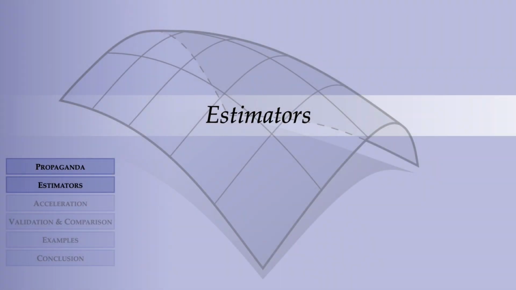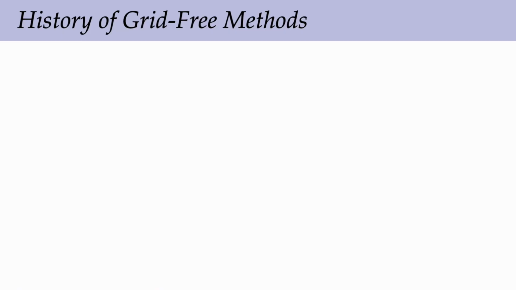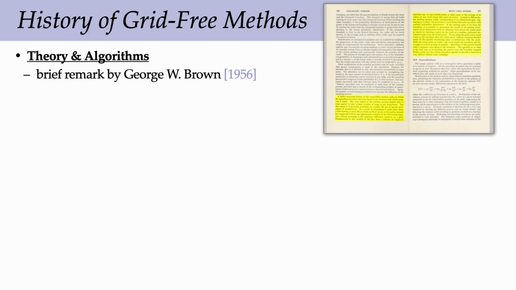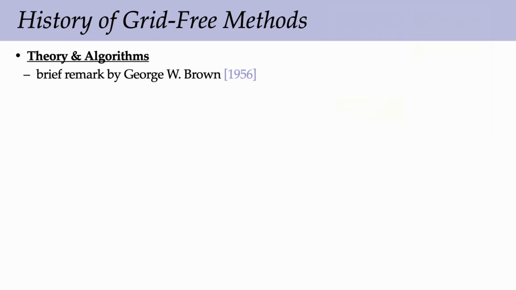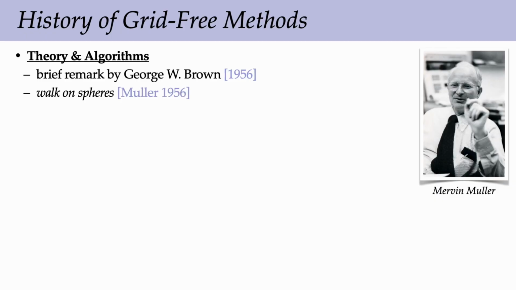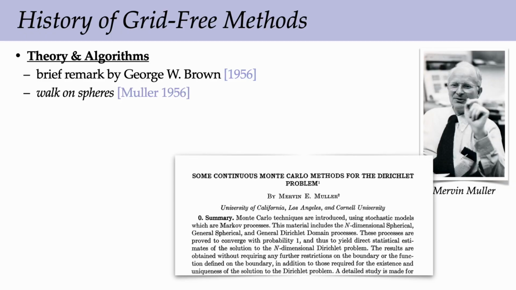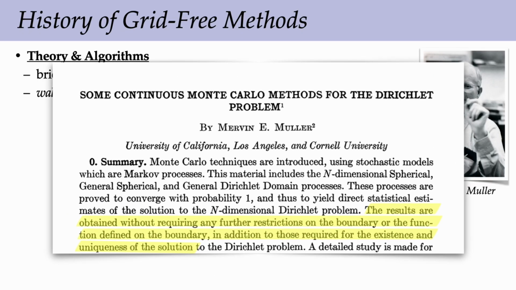Let's get back to looking at how we can actually estimate the solution to various equations. These ideas, by the way, have been around for a while, but have been kind of forgotten in time. The earliest record I know of are some brief remarks in a book on numerical methods. Then in 1956, Muller really lays the groundwork for walk-on spheres, and he understood the propaganda even then. He says, as long as the problem is well posed, you don't have to worry about the geometry.